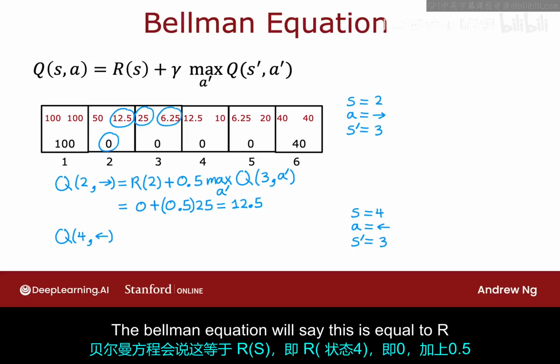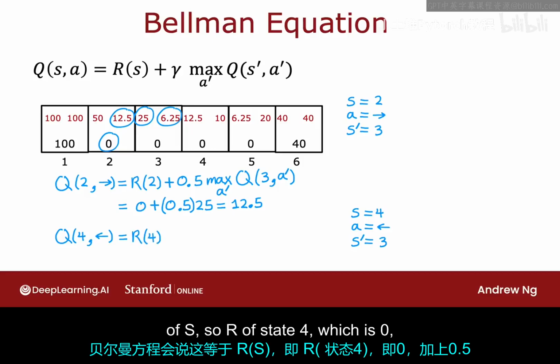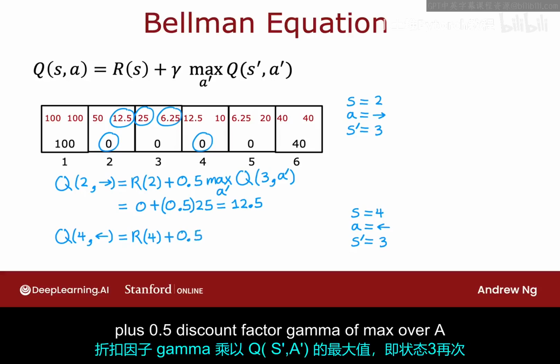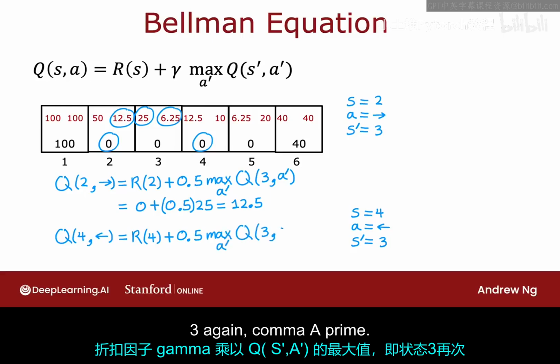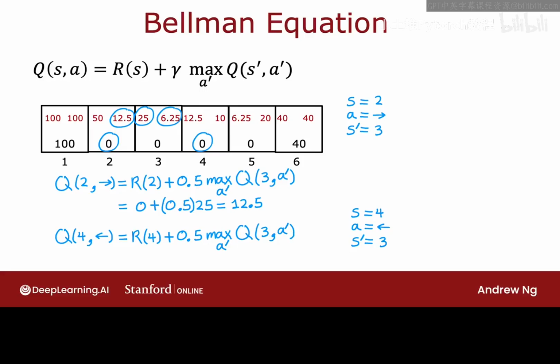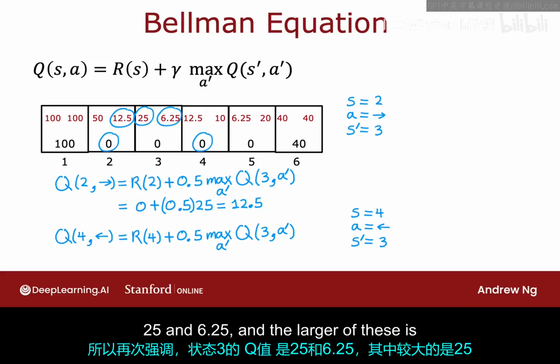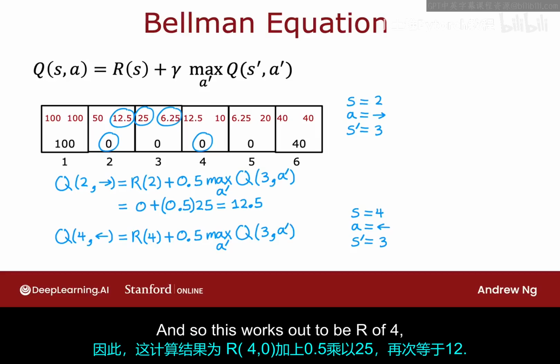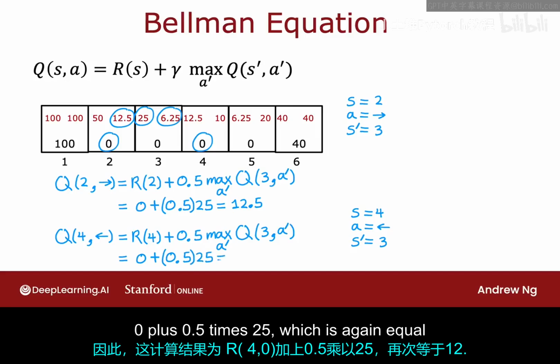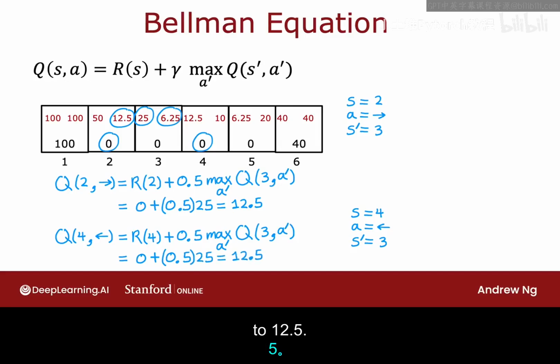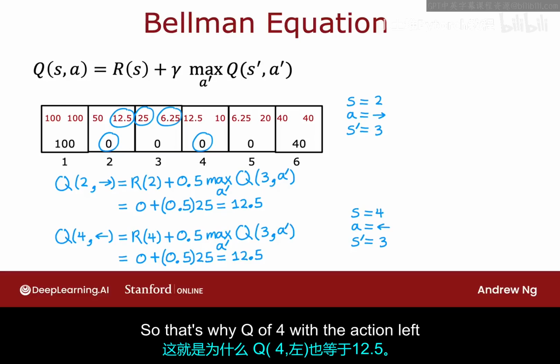The Bellman equation will say this is equal to R of S, so R of state 4, which is 0, plus the discount factor gamma of 0.5 times the max over A prime of Q of S prime, that is state 3 again, comma A prime. So once again, the Q values for state 3 are 25 and 6.25, and the larger of these is 25. And so this works out to be R of 4, which is 0, plus 0.5 times 25, which is again equal to 12.5. So that's why Q of 4 with the action left is also equal to 12.5.